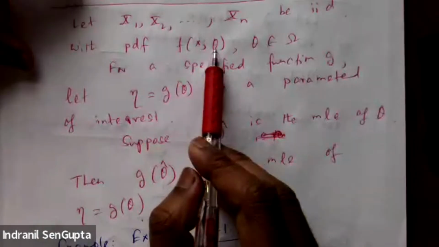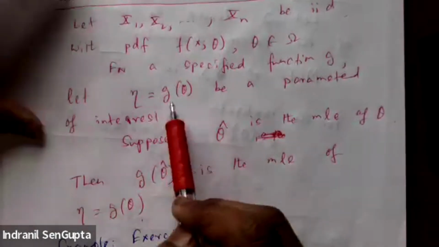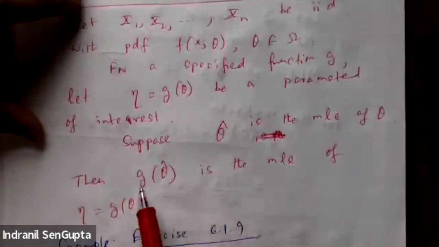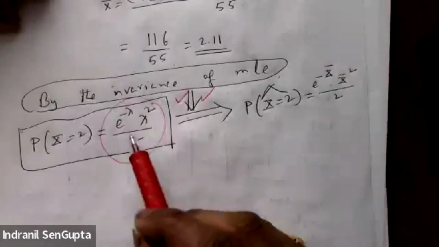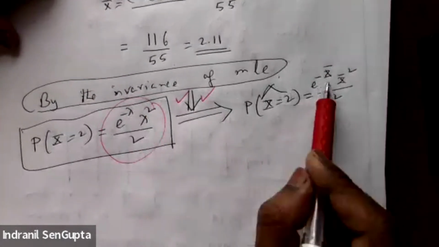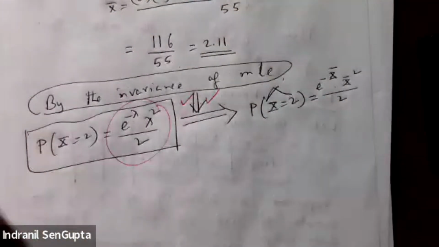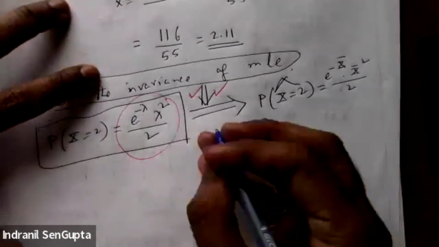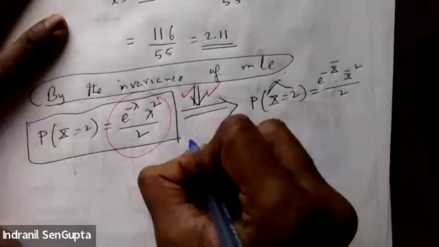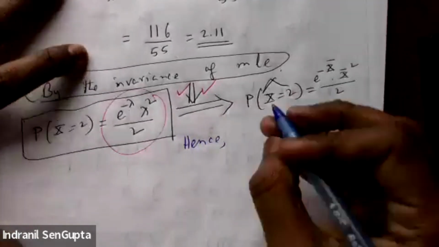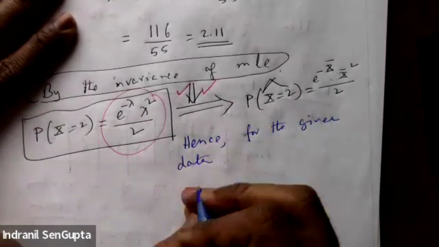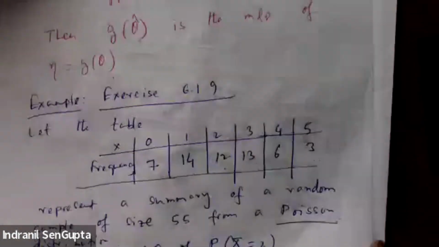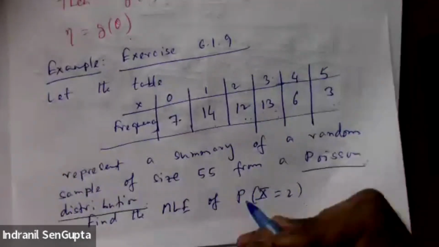Note what it says. If we know this theta, then a function of theta, its maximum likelihood estimator will be g of theta hat. So a function of lambda will be estimated by just replacing lambda with its estimated value. In our case, this is coming from the invariance of the MLE. So hence, for the given data, the problem is to find the MLE for probability of x equals 2.